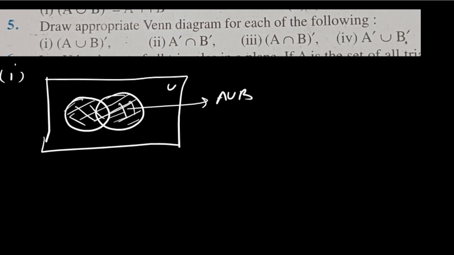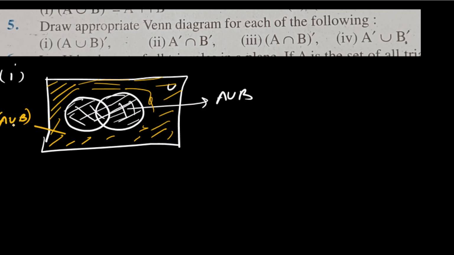So I'll just highlight it with some different color. So this one, other than A union B, everything from the universal set will come. So this is the part which I've highlighted with the yellow color. So this is A union B's complement. You can just shade it.